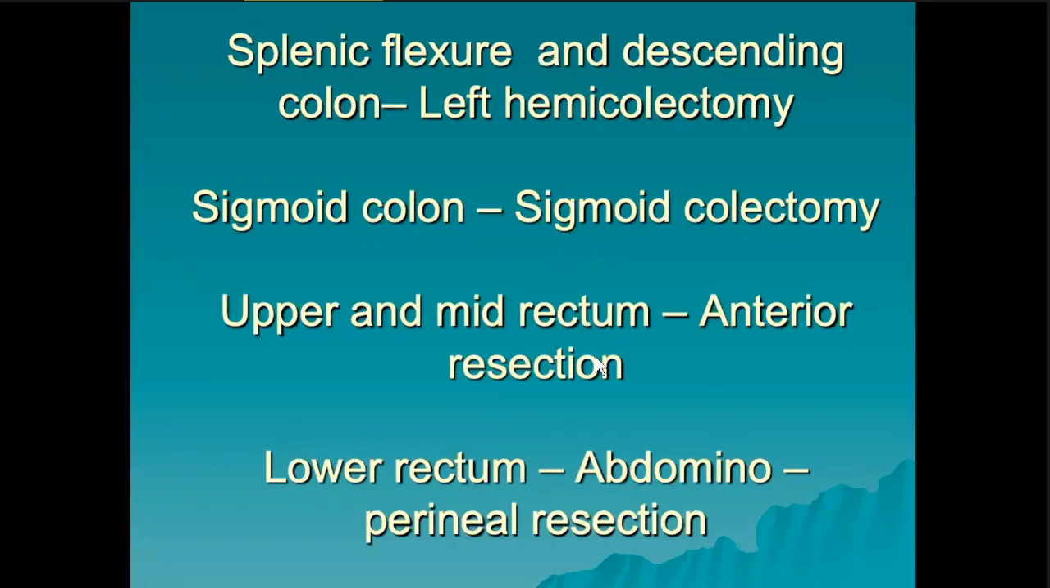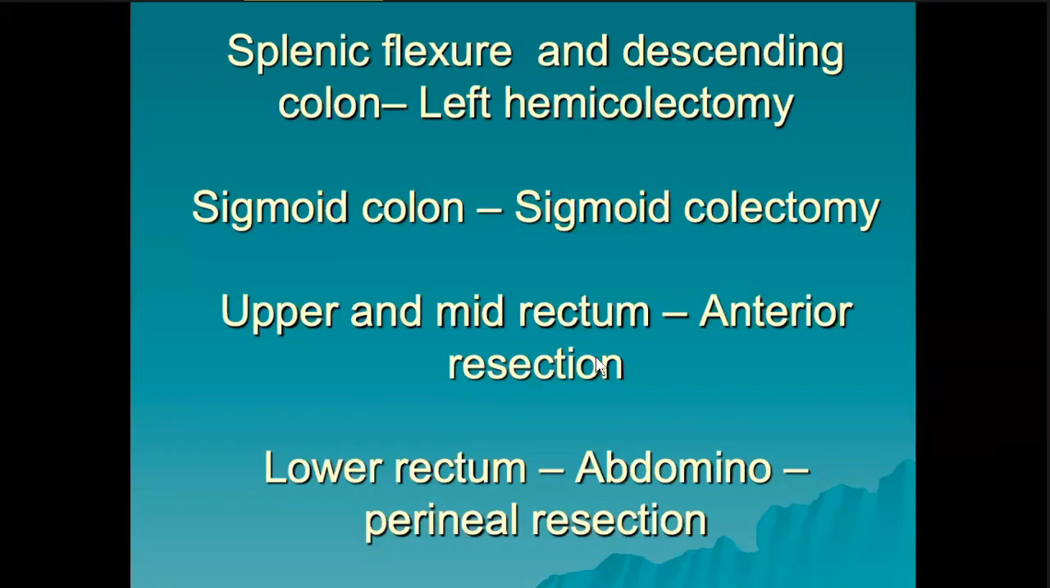If it is in the upper or mid rectum, we do what is called an anterior resection. Now, this might be confusing to some. This is the term that has always been used for this. It's called anterior resection because you are approaching it anteriorly, through the anterior abdominal wall. You resect part of the sigmoid colon and part of the rectum with a clear margin, and then you anastomose the sigmoid colon to the rectum. So that is called anterior resection.